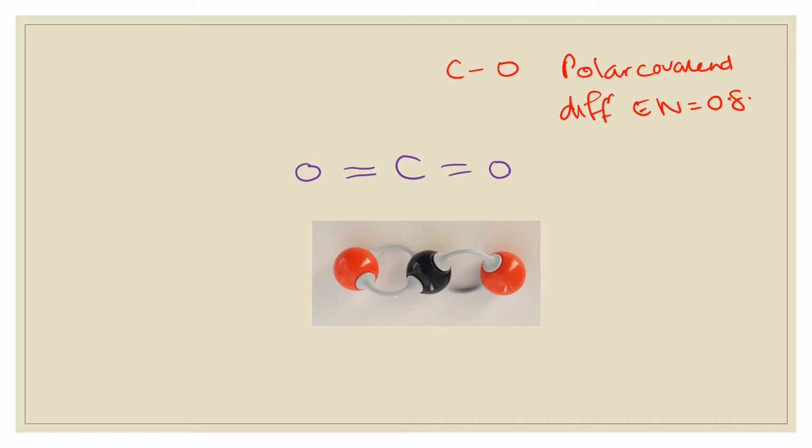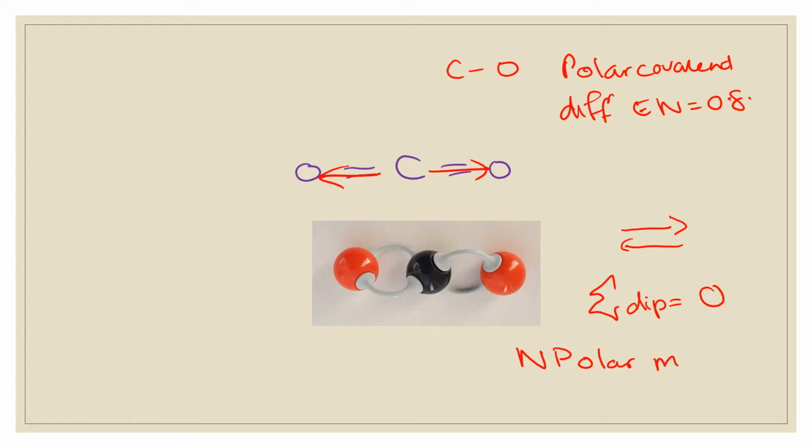The difference in electronegativity means that the oxygen is pulling out this way and the oxygen is pulling out this way. The sum of these vectors is going to be the same, so the sum of the dipoles is equal to 0. This means it's a non-polar molecule and it has an even charge distribution.